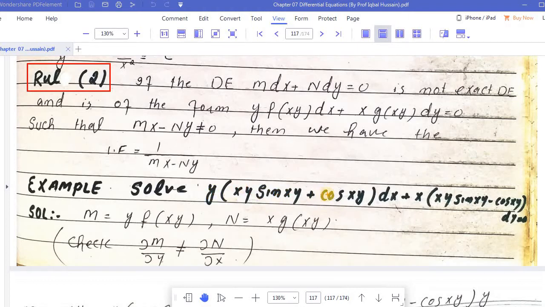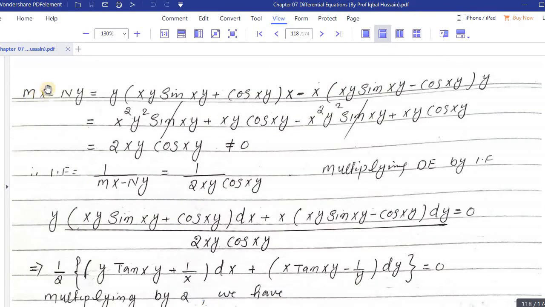Since it is non-exact differential equation and form of this differential equation is like this one, so we have to calculate value of Mx minus Ny. If it is non-zero, then this will be the integrating factor, hence we calculate value of Mx minus Ny, value of M and N. So here we see value of M and N. After simplification, we get 2xy cos of xy, which is not equal to 0, hence integrating factor is equal to 1 over Mx minus Ny equal to 1 over 2xy cos of xy. Now this is the integrating factor.